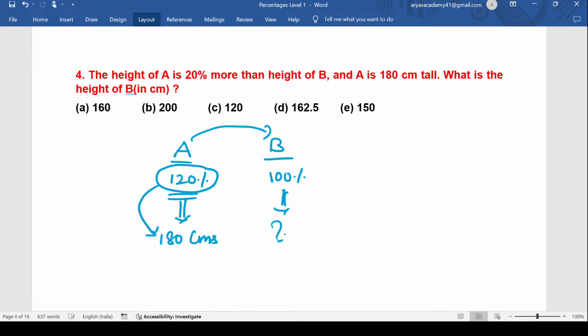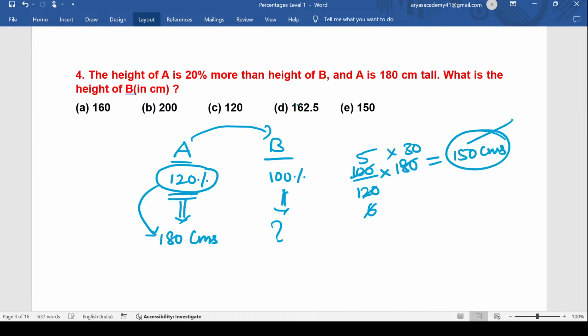What is the value of 100%? So you have to find out the value of 100%. You know the value of what? 120%. And what is the value of 120%? 180 centimeters. So you can go for cancellation. 25 is 100, 26 is 120, 6 exactly goes 30 times. 5 times 30 is how much? 150 centimeters. So this is the height of B, which is at option E. So the height of B is 150 centimeters.